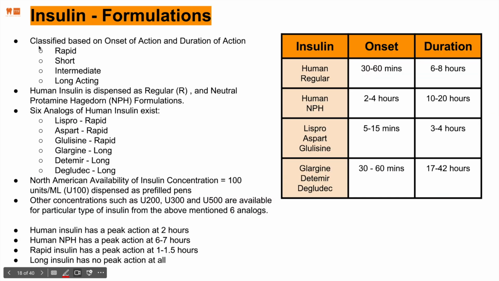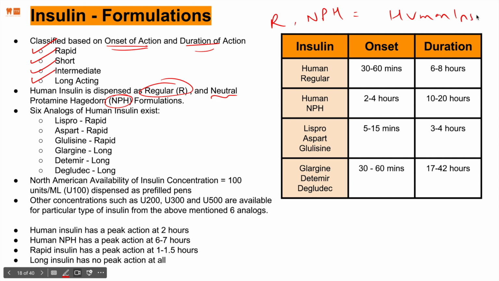Insulin formulations are classified based on the onset of action and duration of action. They're either rapid acting, short acting, intermediate acting, or long acting. Human insulin is dispensed as just regular insulin, and the neutral protamine Hagedorn, NPH, formulation. So our NPH is just human insulin. Okay, just to keep in mind. There are analogs of this though.